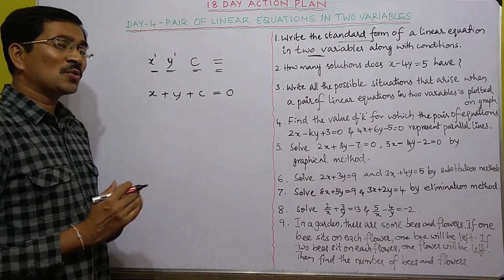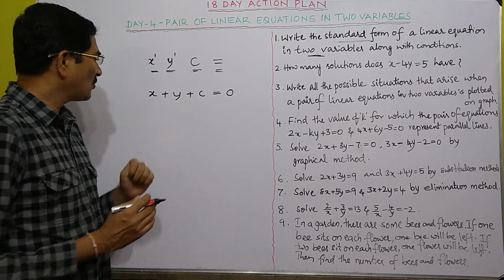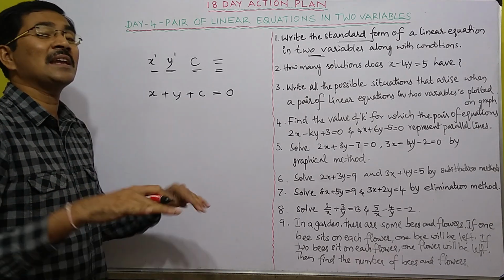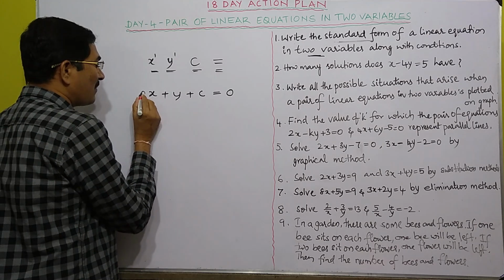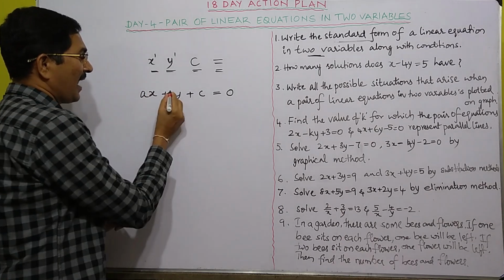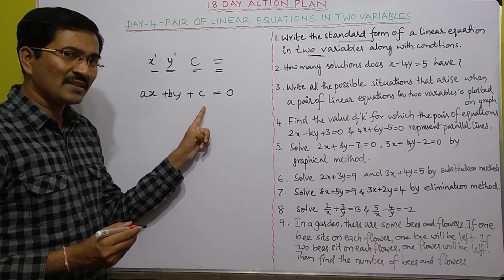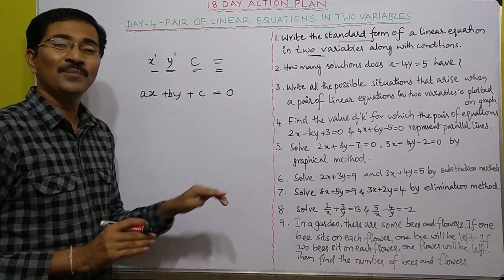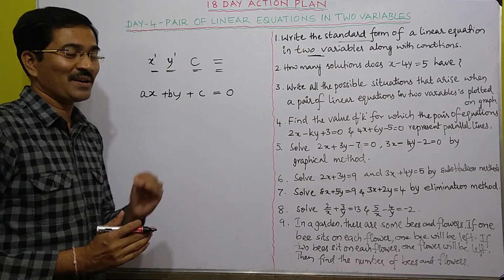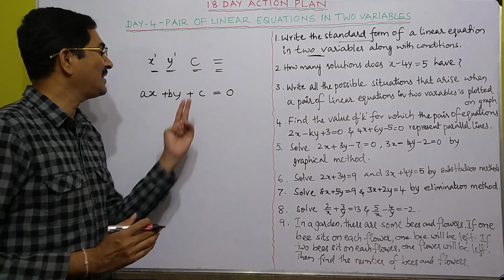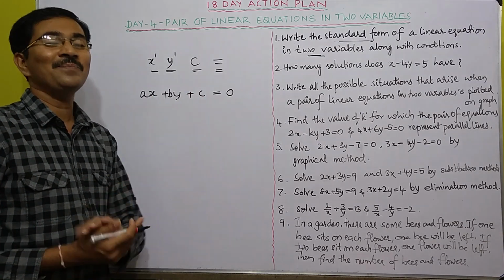But what about the coefficient of x? Should it always be 1 or can it be any other number? Definitely it can be any other number. So let a be the coefficient of x and b be the coefficient of y. Then do we have a coefficient for c? No, it itself is a number, so it cannot have a coefficient, because a coefficient exists only for a variable. It is not a variable, so it cannot have a coefficient.